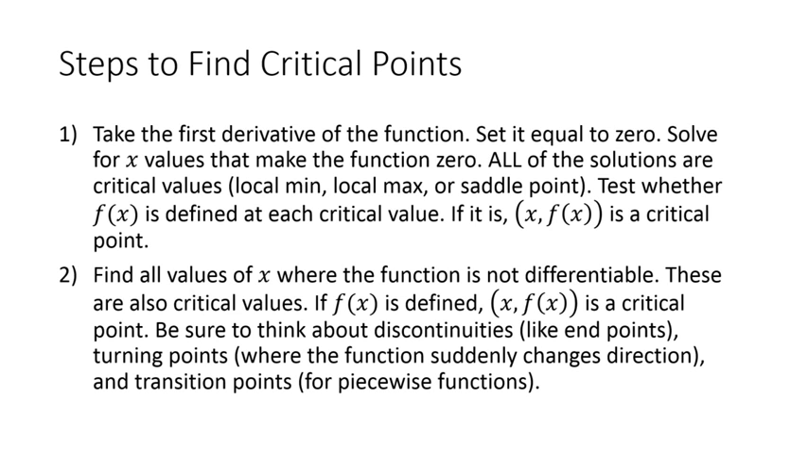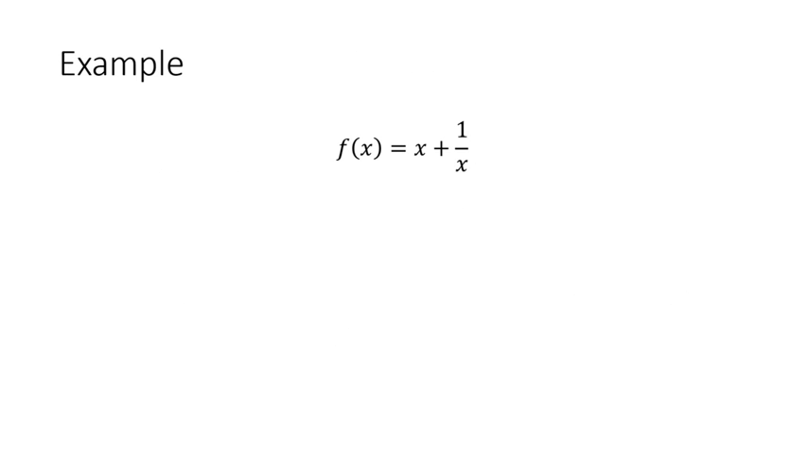All right, so let's go ahead and do an example. Here we have a function, x plus 1 over x. We're going to take its first derivative. The derivative of the first term is equal to 1. The second term is x raised to the negative 1, so bring the negative 1 down and subtract 1 from the exponent. You get negative 1 over x squared. So you have 1 minus 1 over x squared.